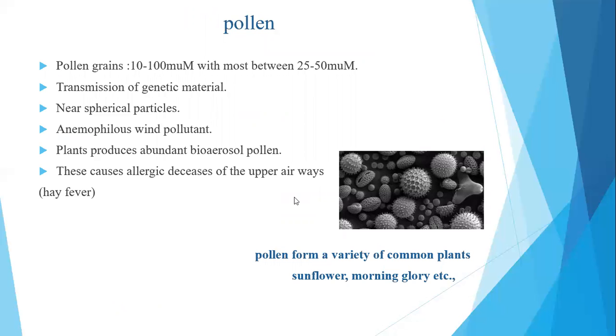The pollen. Pollen grains are produced by plants to transmit genetic material and are near-spherical particles that range from 10 to 100 μm, commonly between 25 to 50 μm. Wind-pollinated plants produce ambient bioaerosol. They cause allergic diseases of the airways, hay fever. Pollen forms a variety of common examples, sunflowers, morning glory, and so on.